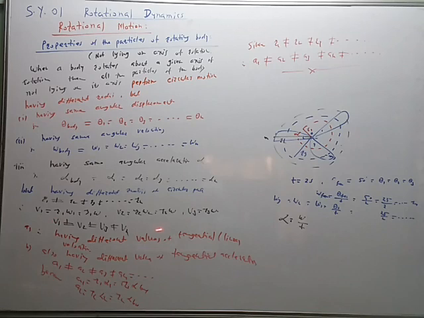Therefore, v1, v2, v3 are different, because v1 is equal to r1 omega 1, v2 equals r2 omega 2, etc. So R1, R2, R3 are different, therefore V1, V2, V3 are different, and therefore A1 is not equal to A2 is not equal to A3. So they have different linear velocities, different linear or tangential accelerations, but the same angular displacement. So we will use this property throughout the chapter. Now let us start actually with rotational motion.